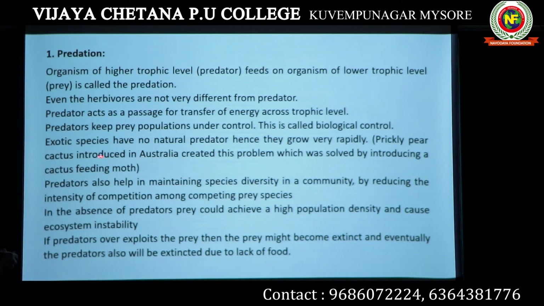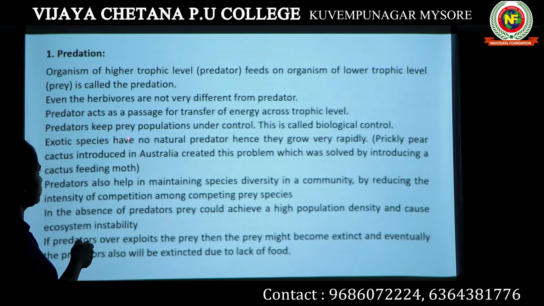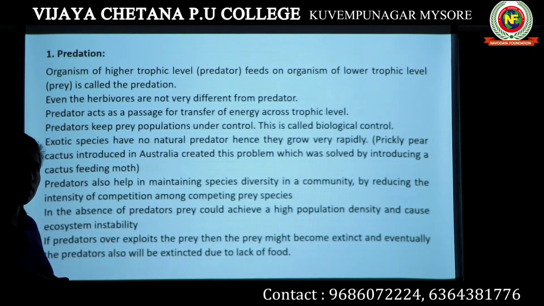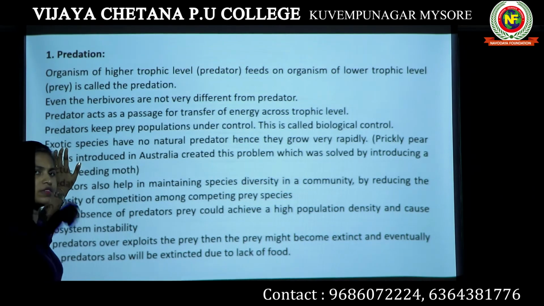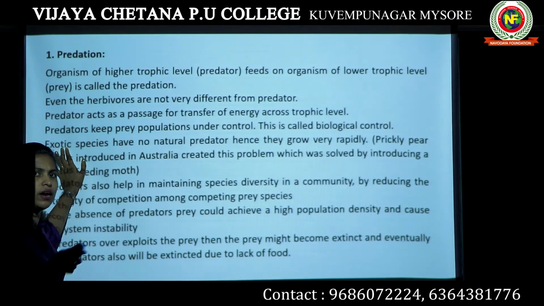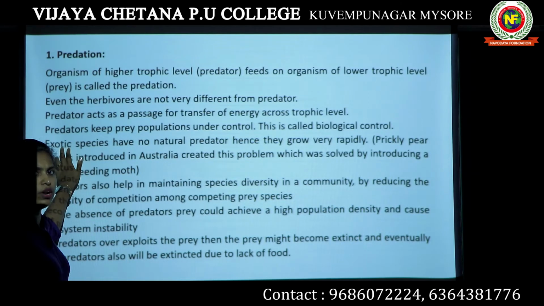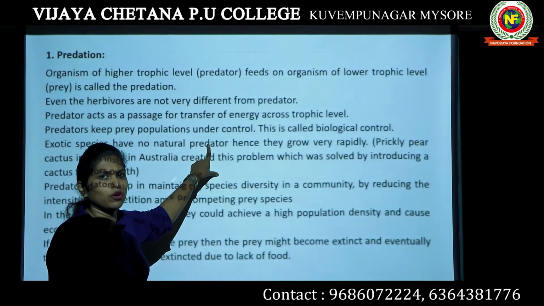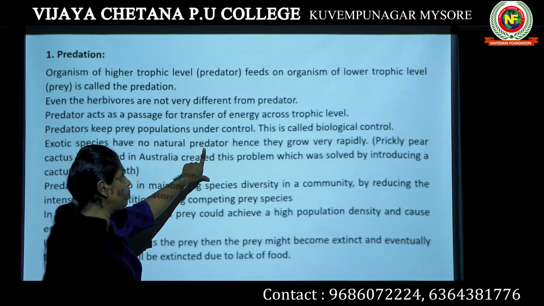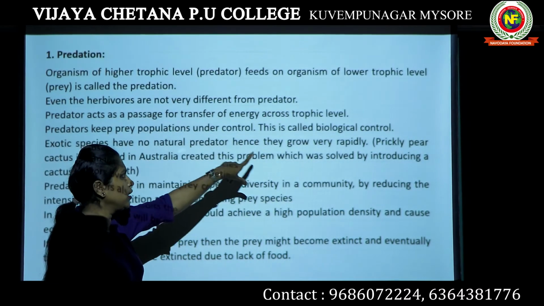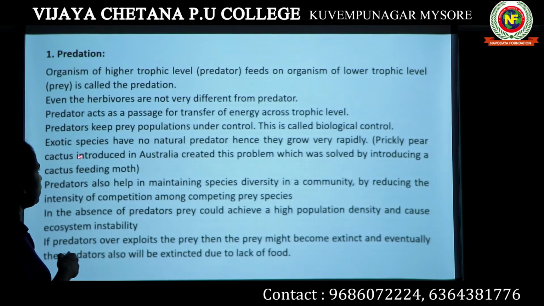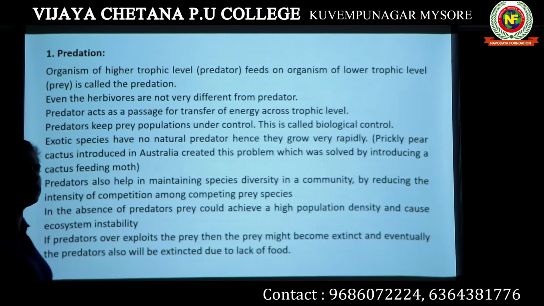Example, again, if you want to read: exotic species means the plants which you have brought from some other place or from some other country to a new habitat are known as exotic species. They don't have natural predators because you are bringing them for the first time. There are no predators who will eat this particular plant, so they grow very rapidly. If you take an example, prickly pear cactus, the Opuntia.